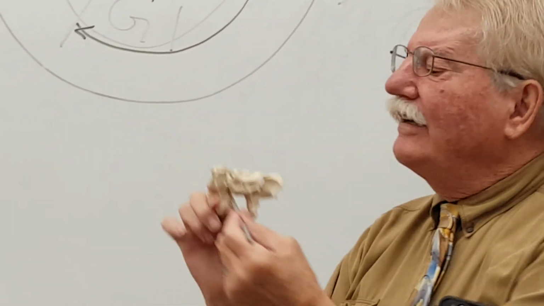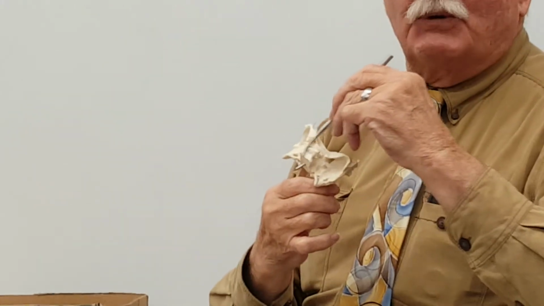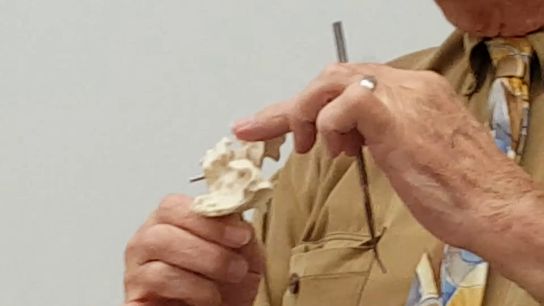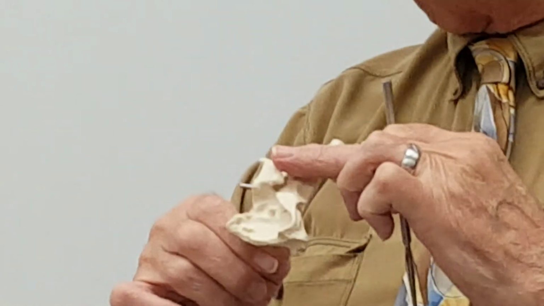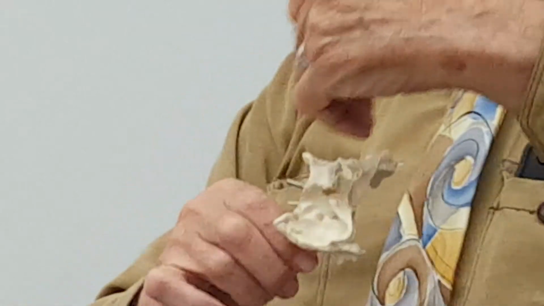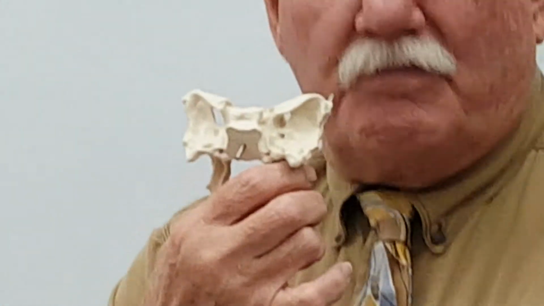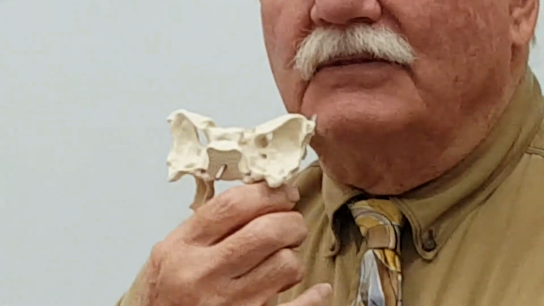Dorsum sellae. The dorsum sellae is the back of the saddle. One of my favorite things to ask. It shows up very nicely if you're looking at axial slices through the cranium. You know just where you are if you slice just barely into the top of the dorsum sellae. You can orient yourself then. You know that you're just above the pituitary.